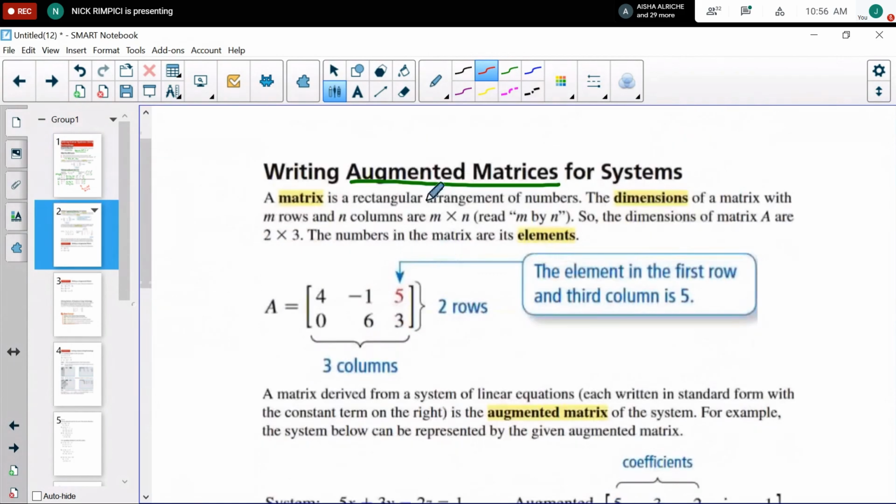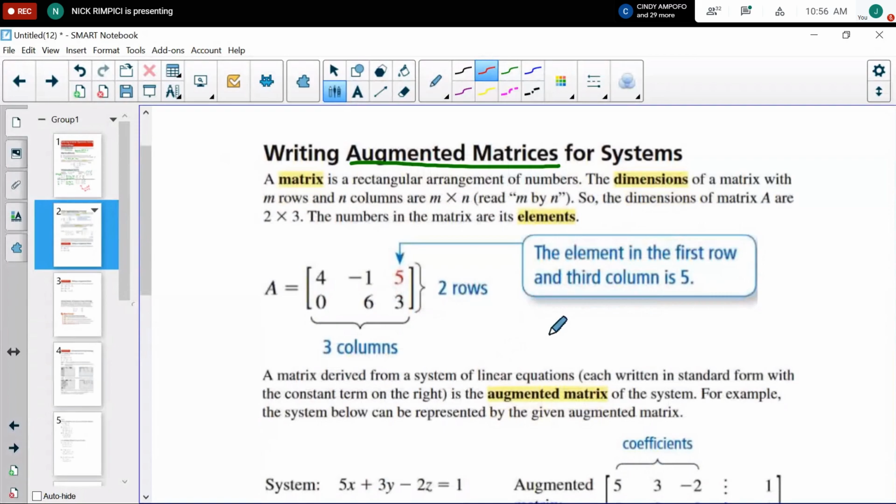Okay, so writing an augmented matrix for systems. A matrix is a rectangular arrangement of numbers. We know that already. The dimensions of a matrix with m rows, in this case there's one, two rows, and n columns, in this case there's one, two, three columns, is read as m by n. So technically speaking, this would be a 2 by 3. So the dimensions of matrix A are 2 by 3 because you have two rows and three columns.